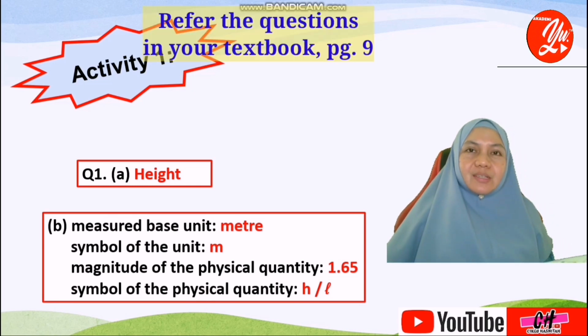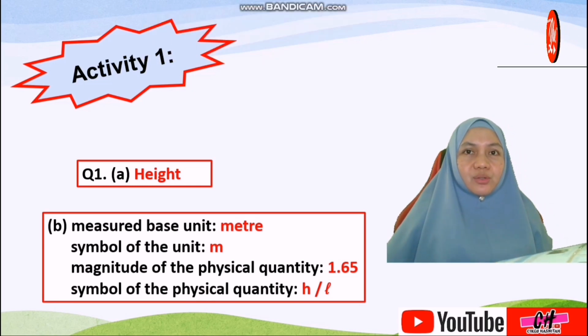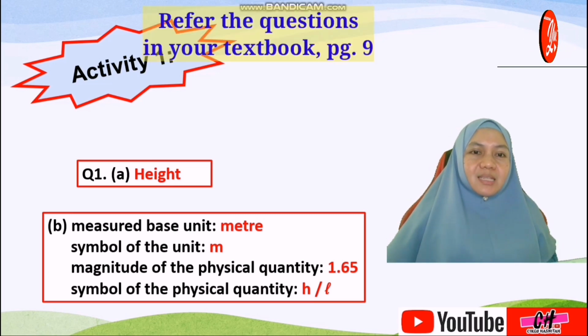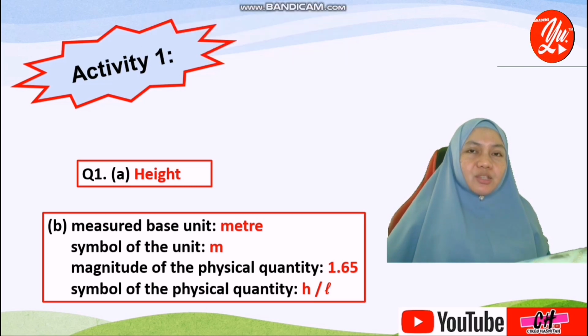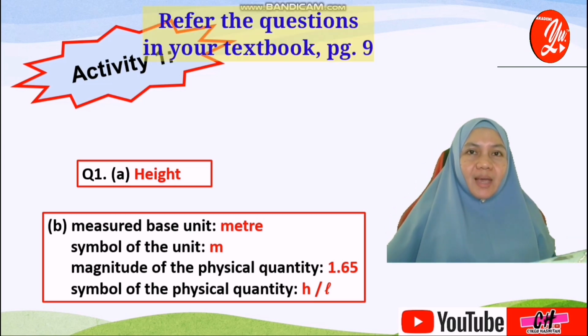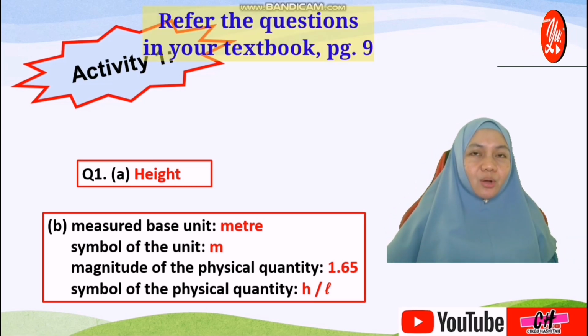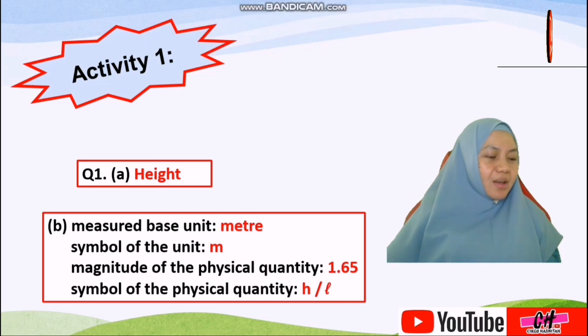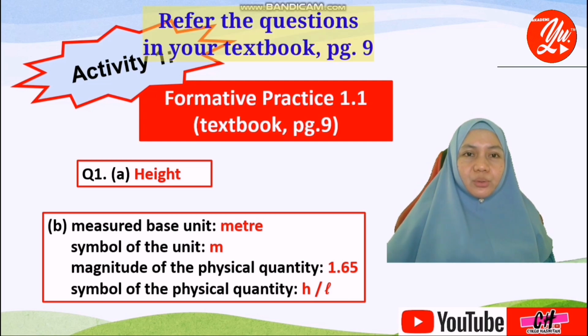The symbol for meter is m. The magnitude of the physical quantity refers to Whaley's height, which is 1.65. And the symbol for the physical quantity, this height, can be represented with the symbol H, or also you can use L. No problem. Now let's check question number 2.